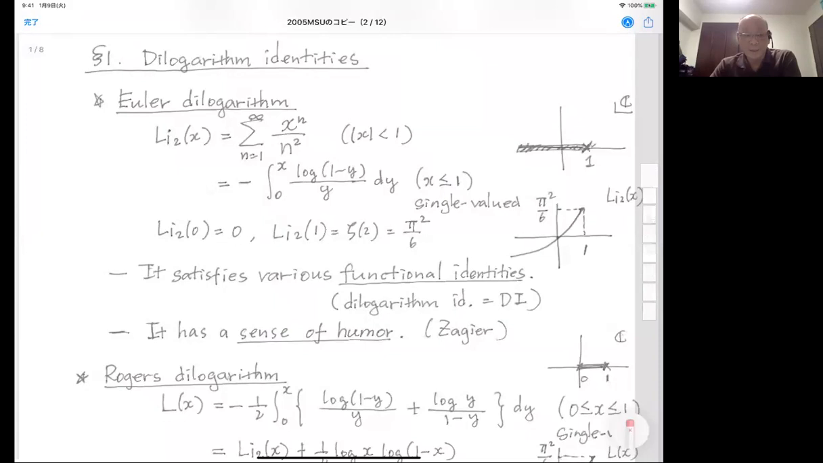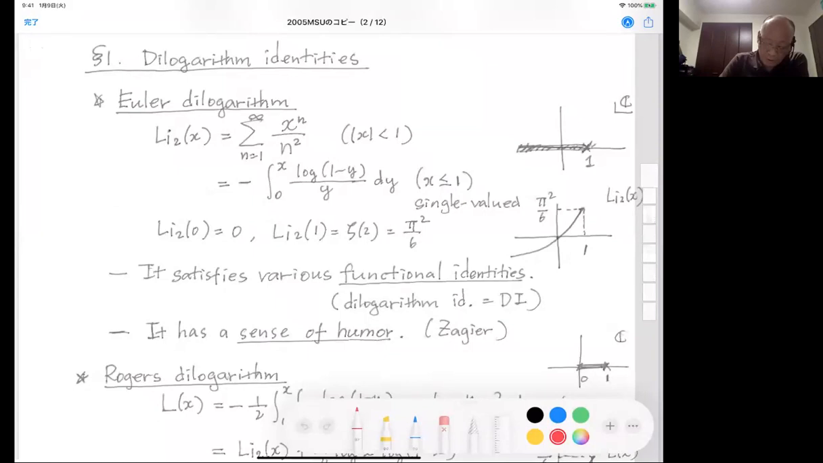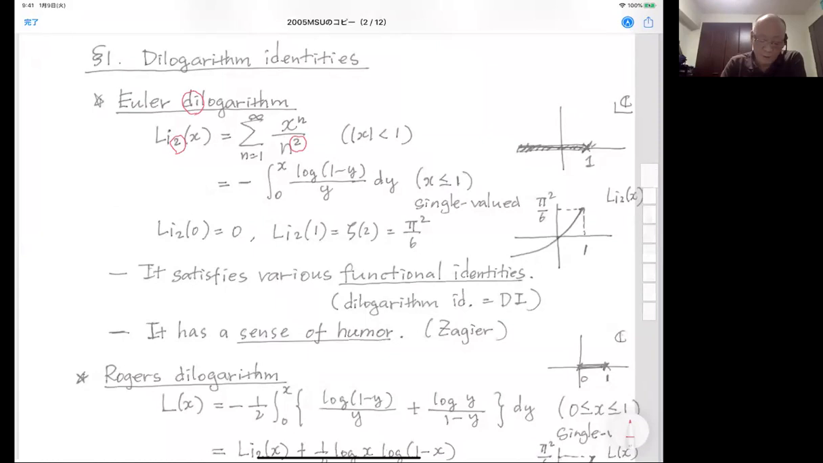And the name dilogarithm comes from this: this 2 implies dilogarithm. In fact, if this number is 1 instead of 2, this Li_1(x) is nothing but the logarithm function, more precisely, the power series expansion of it. So this is why it is called dilogarithm. You can replace the 2 with 3, then the function is called trilogarithm, and for any integer k, it is called polylogarithm. This power series is convergent, and the radius of convergence is one.